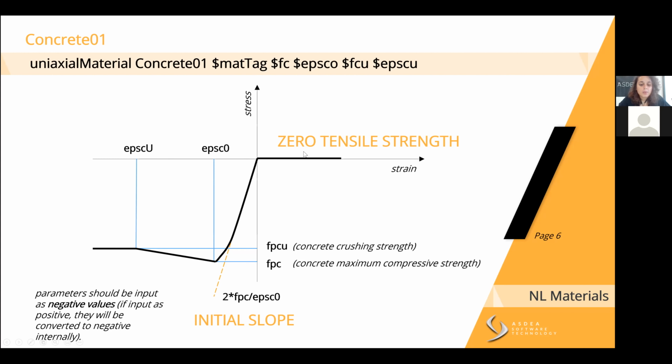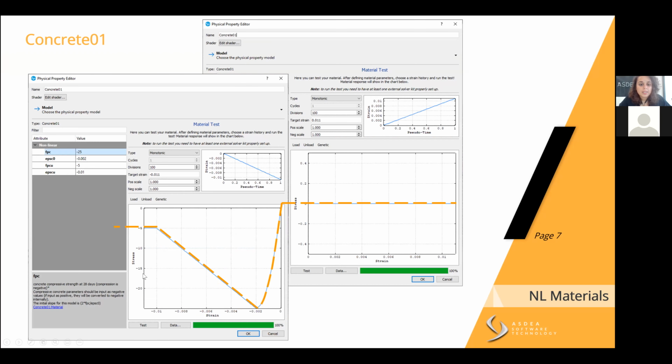And of course, parameters should be inputted as negative because we're talking about compression, and as a convention, compression is considered negative. But in this case, if you don't input them as negative, they will be automatically converted to negative internally. And how do you do that in STKO? These are a few basic default values that you can have in Newton millimeters, so MPa, and strain is dimensionless. And you can see that when you test a monotonic test, both in the positive and the negative direction, we obtain exactly the same curve that Concrete01 describes in the OpenSees manual.